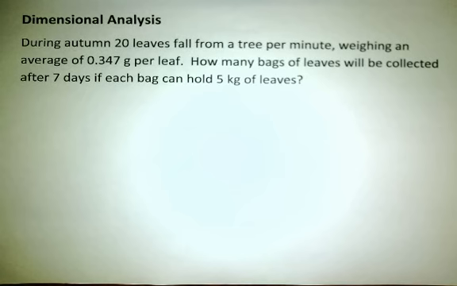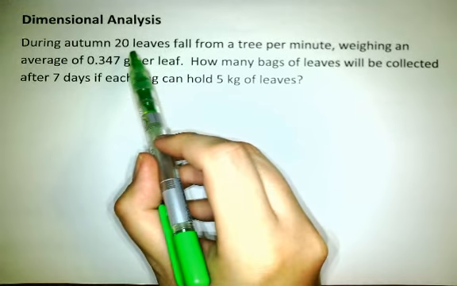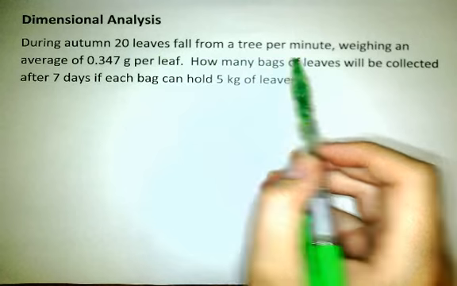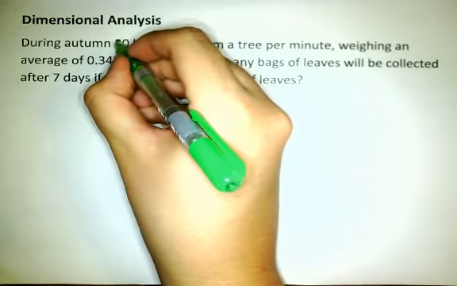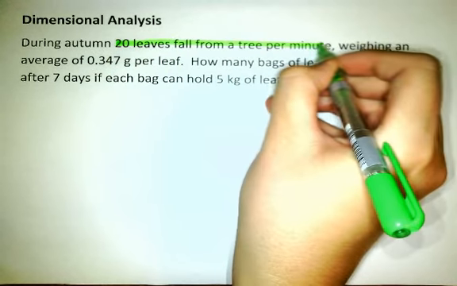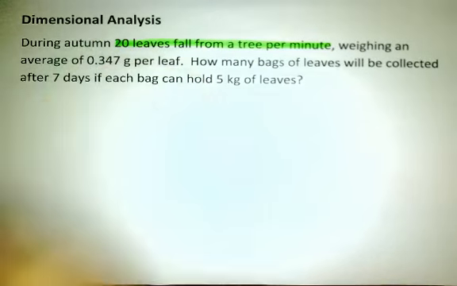Here it says during autumn 20 leaves fall from a tree per minute. Examining that sentence shows you a relationship between the 20 leaves and the per minute. So whenever a relationship is given, we know that we can turn this into an equivalent statement. So I just highlight that.